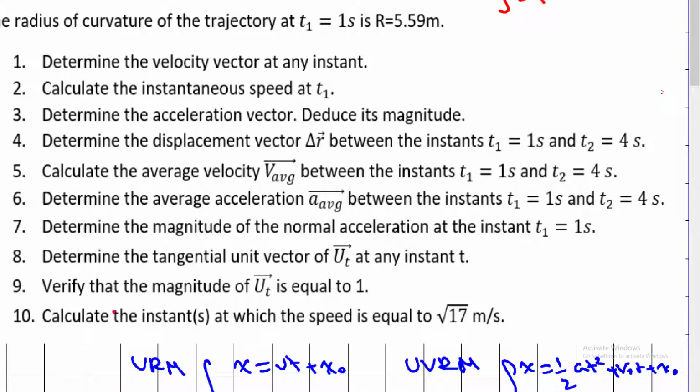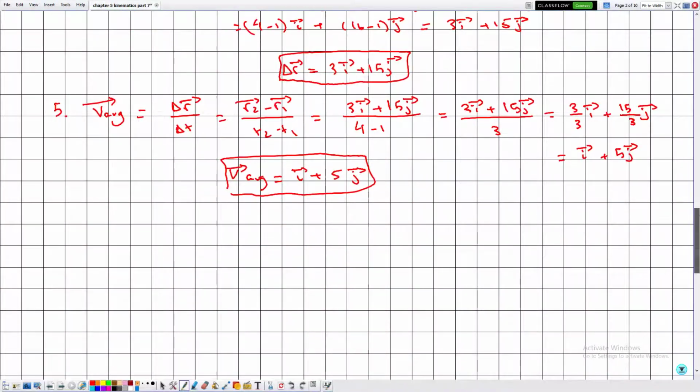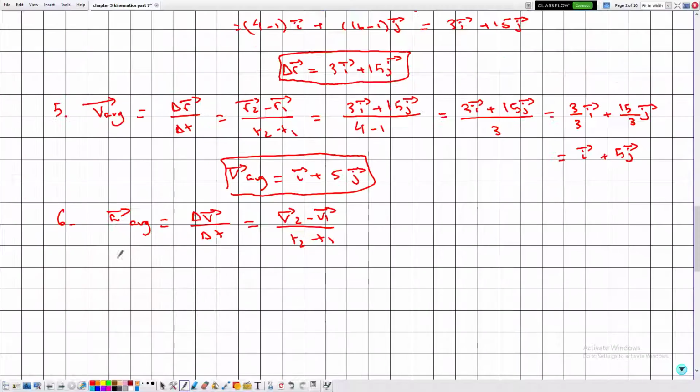Now in number 6, they are telling me to determine the average acceleration a average between the instants t1 equal to 1 second and t2 equal to 4 seconds. Great. So we are in number 6. The average acceleration is given by delta v over delta t, and here by delta we mean the variation between the two instants 2 and 1, so it's v2 minus v1 divided by t2 minus t1. We have computed this quantity, but now it's left to compute this quantity in order to determine this quantity. So what does v2 represent? v2 represents the velocity computed at the instant t2 equal to 4 seconds.